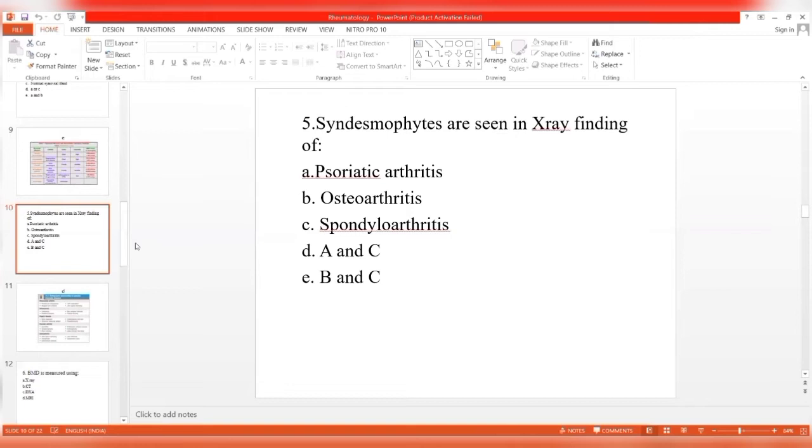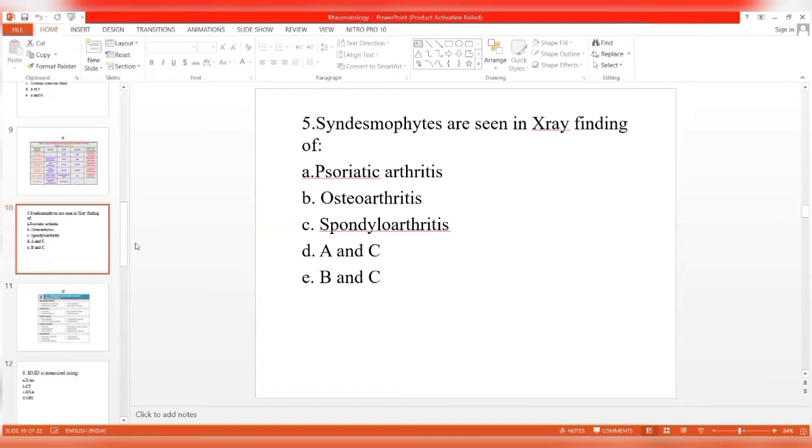A, psoriatic arthritis; B, osteoarthritis; C, spondyloarthritis; D, A and C; E, B and C. So the thing is, we have learned many times that syndesmophyte is a characteristic of spondyloarthritis. But according to Davidson 23rd edition, syndesmophyte is seen in psoriatic arthritis also. Very, very important. So syndesmophytes are a finding of both psoriatic arthritis and spondyloarthritis. Understand? So the answer is A and C.